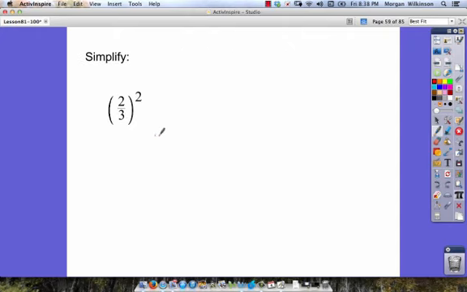Here we have to simplify (2/3) squared. Well, all we have here is a power, because everything in our parentheses is already simplified. So 2/3 squared just means 2/3 times 2/3, because we're multiplying the number by itself. So 2 times 2, that's 4. And 3 times 3, well, that must be 9. So we've got our final answer. Our final answer must be 4/9.